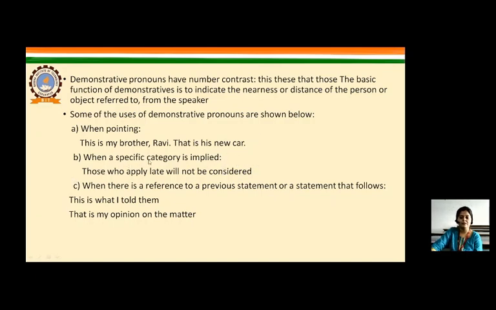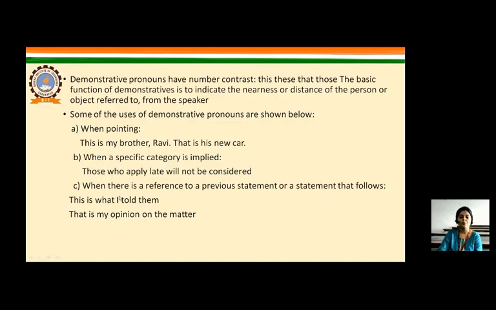Similarly, you have when a specific category is implied. So also when you are referring to some particular section, group or category, then also you will use a demonstrative pronoun. Example, those who apply late will not be considered. So here you are referring to all those people who will be making a late application. Their application will not be taken into consideration.